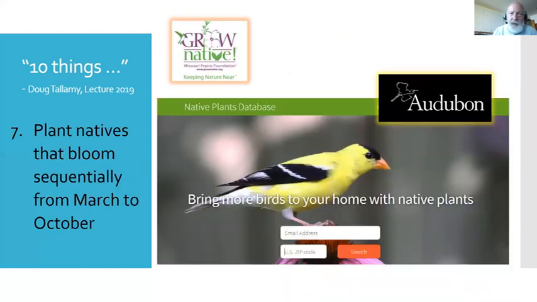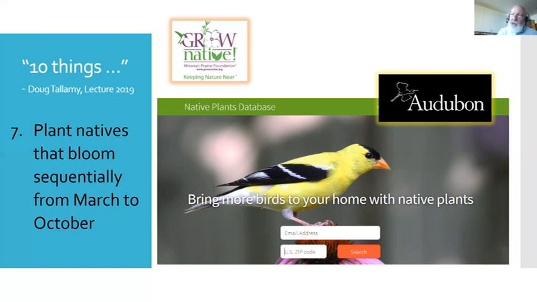Number 7, plant natives that bloom through the entire season, March through October. And I tell you, in the Pacific Northwest, we can go even further. Doug Tallamy, writing from Delaware, of course, is talking about March through October as a growing season. We pretty much can provide blooming plants year round if we think carefully about it.